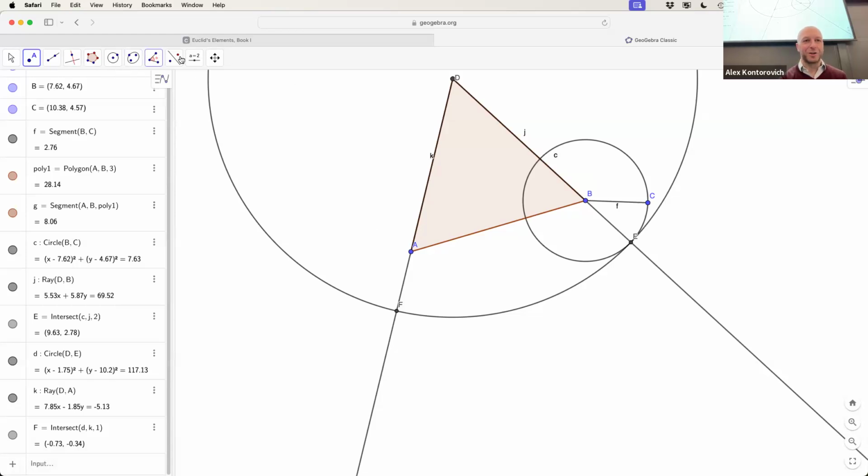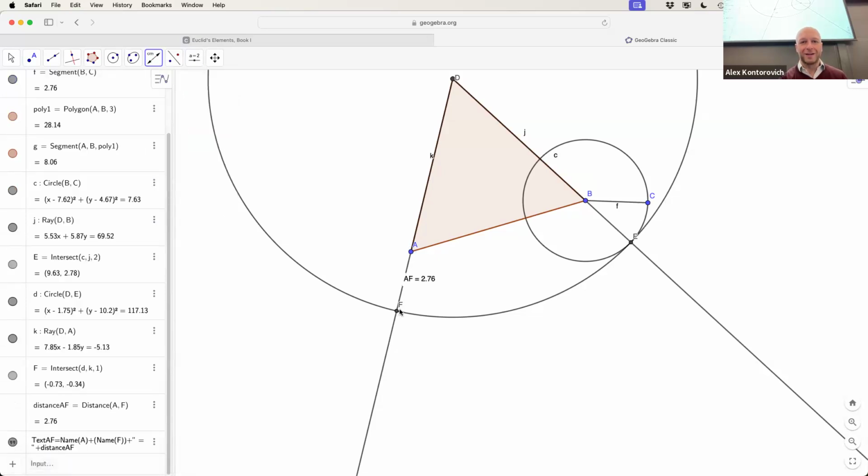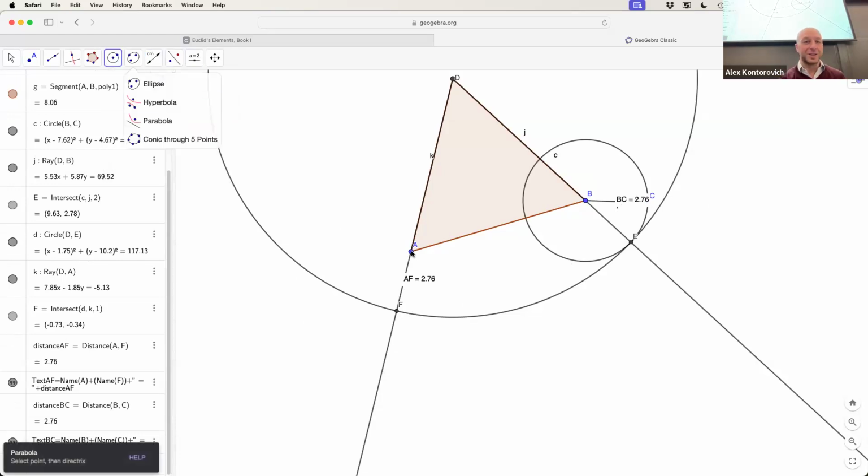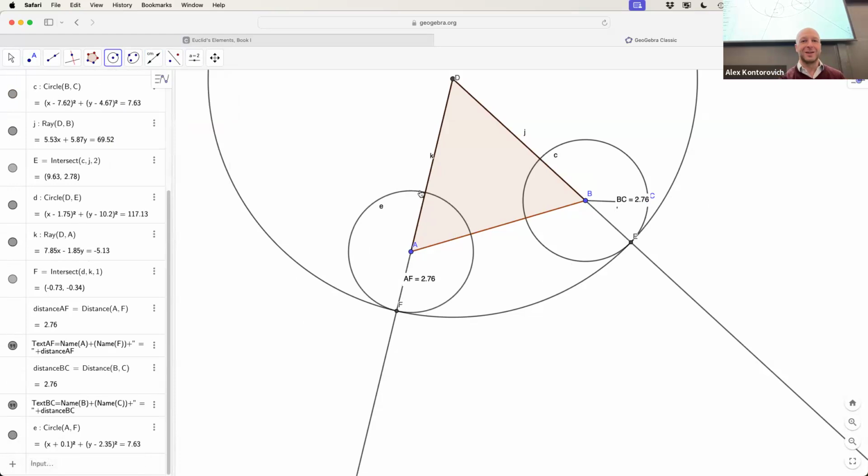And if we measure, where's that measuring tool? Distance? Yeah, distance. If we measure AF, that's 2.76. And if we measure BC, that's also 2.76. We've moved the length of BC to the point A. Everybody see that? And if you wanted to put it somewhere else, not at F, but at some other point, well, okay, you just make the set of all points that have that same distance from A as the length of BC, which is the circle. So now you can put it wherever you like.